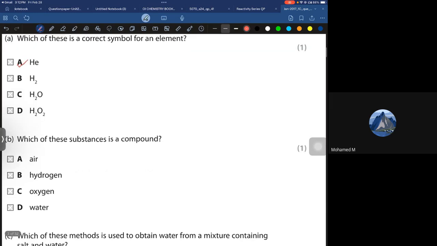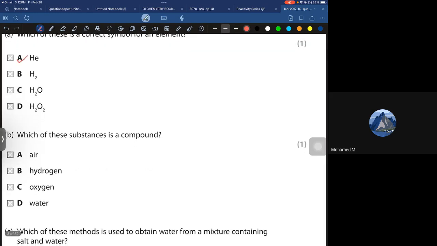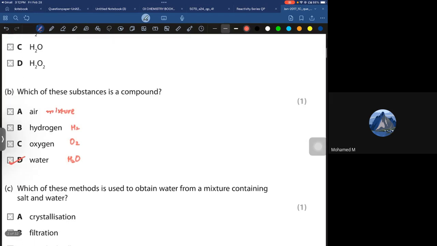So, which of these substances is a compound? We have air, hydrogen, oxygen, and water. Hydrogen is H2, oxygen is O2, water is H2O, air is a mixture of different gases. So A is not correct. It would be D, right? Yes, the water. Hydrogen and oxygen are molecules.